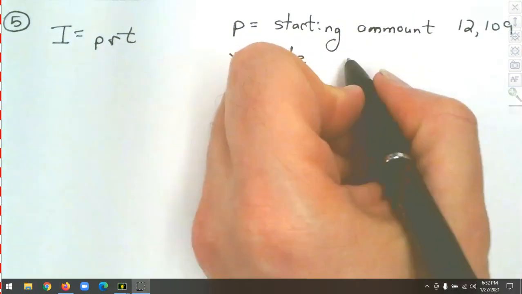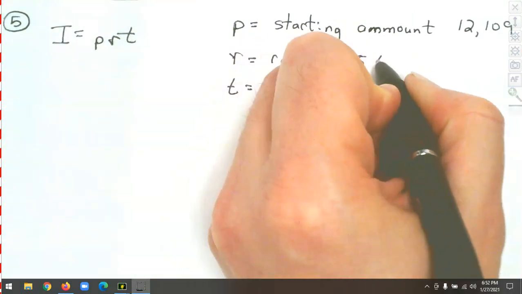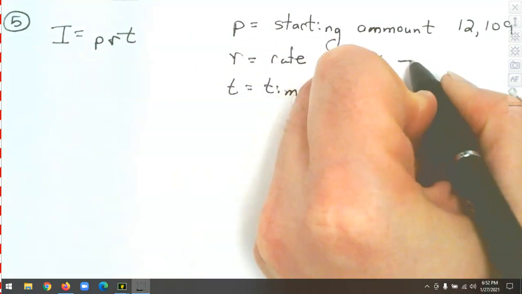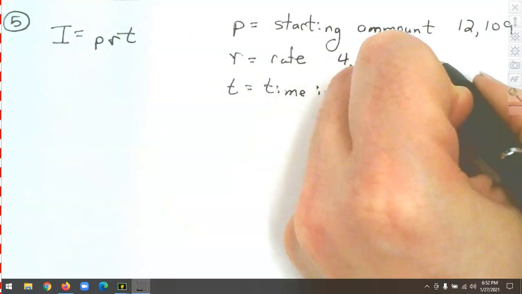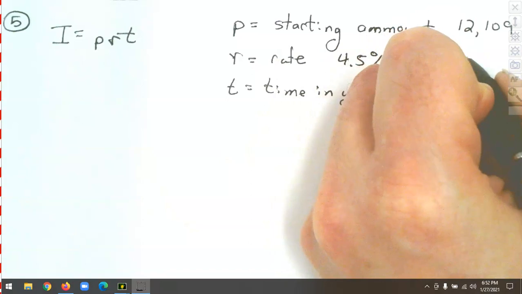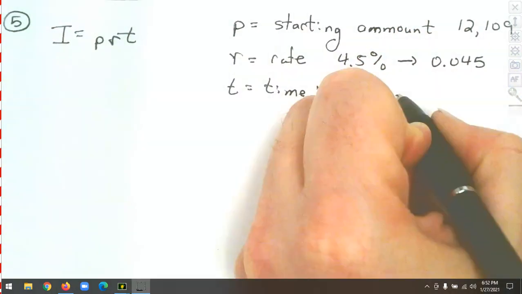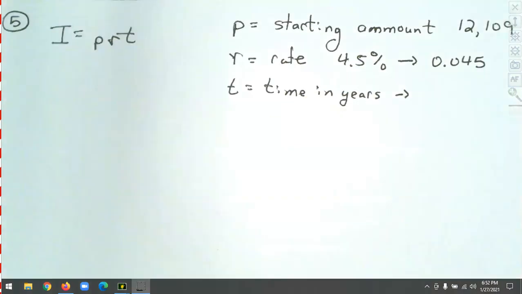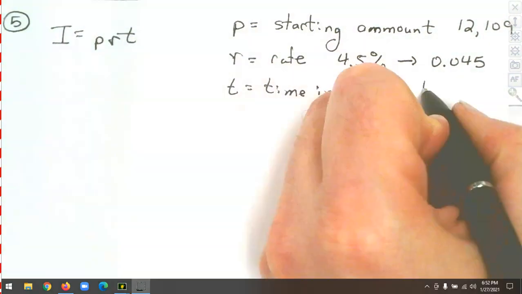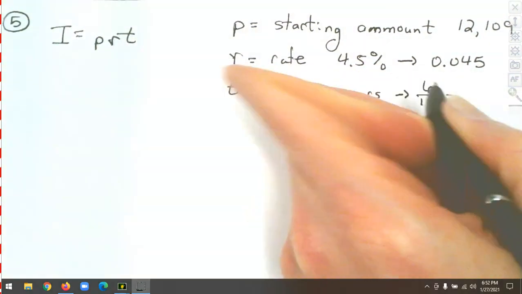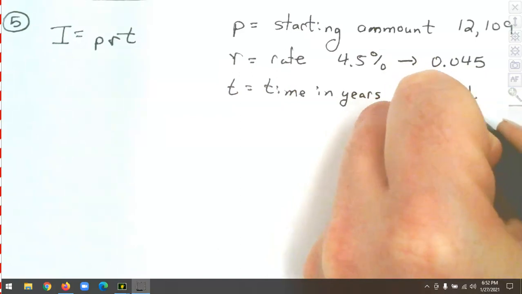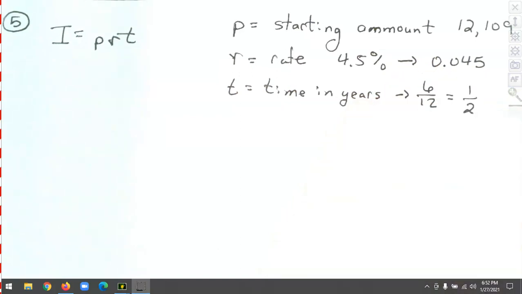Our interest rate is 4.5%. We need to convert that to a decimal, and so that would be 0.045. And the time, well, what do we have? We're not running this for 6 years. We're running this loan for 6 months. So that's going to be 6 over 12, which reduces down to a half, isn't it?